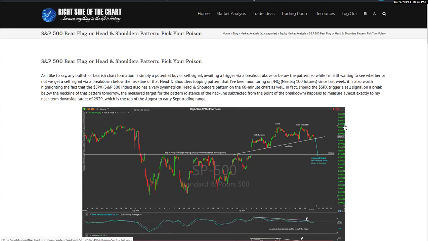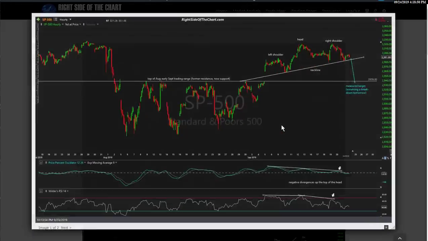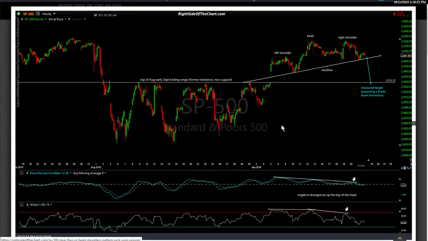So I think there's more downside. The measured targets on those patterns measure exactly to the same level I've been talking about for weeks now, the top of the August trading range. So again, this was last night's chart, and I assumed a breakdown today. This was posted last night, so I said, assuming a breakdown tomorrow.